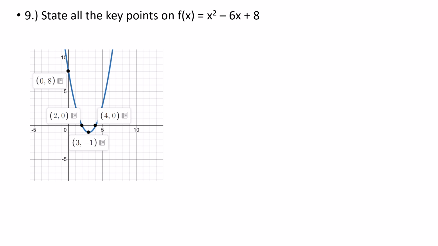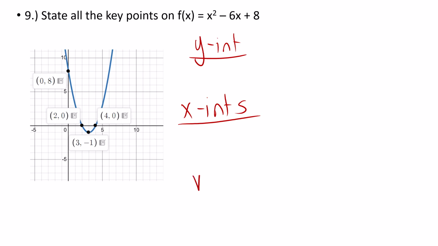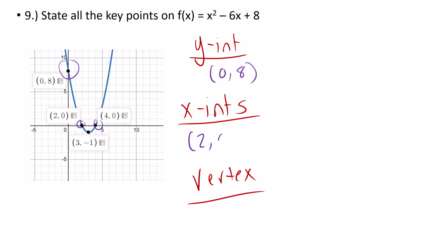So for number 9, this was state all the key points. The key points are the y-intercept, the x-intercepts, or like you might have more than one, and the vertex. Okay, those are our key points. In this one, my y-intercept is the point (0, 8), and the x-coordinate of the y-intercept will always be 0. This one has two x-intercepts, and they are at (2, 0) and (4, 0). And the vertex is the point (3, -1).